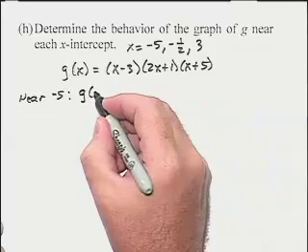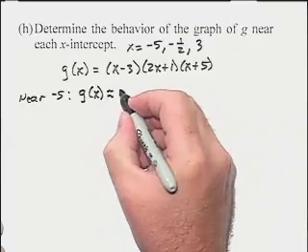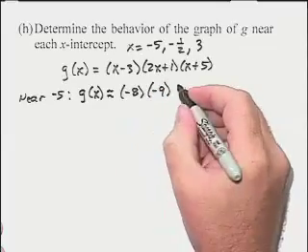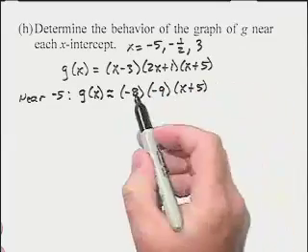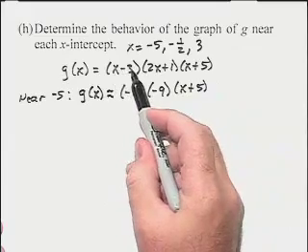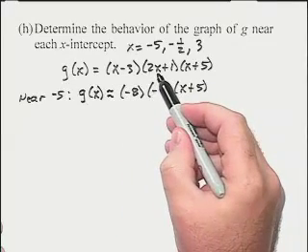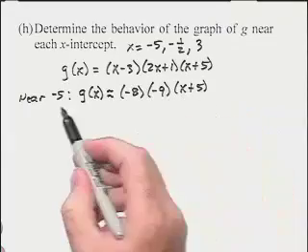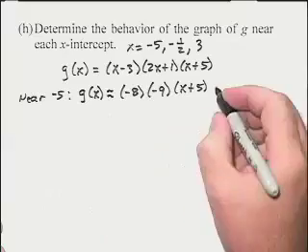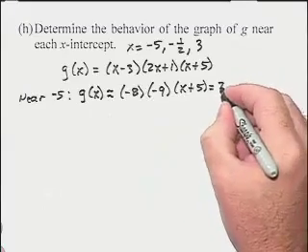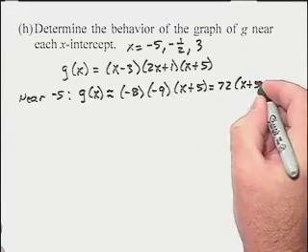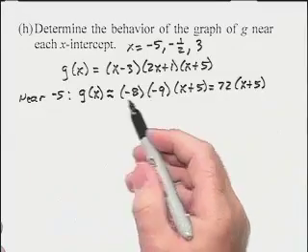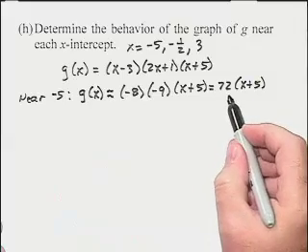So near negative 5, g of x is approximately negative 8 times negative 9 times x plus 5. So if we put in negative 5 for x, negative 5 minus 3 is negative 8. 2 times negative 5 is negative 10, plus 1 gives us negative 9. Again, we're not using the x plus 5 factor because we're looking at what happens near negative 5. This is equal to 72 times x plus 5. So near negative 5, the graph of g will look like a line with slope 72.